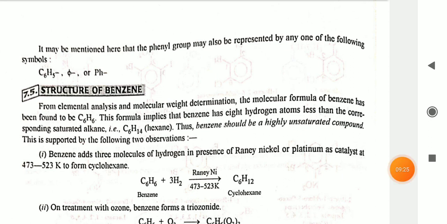Structure of benzene. From elemental analysis and molecular weight determination, the molecular formula of benzene has been found to be C6H6. This formula implies that benzene has 8 hydrogen atoms less than the corresponding saturated alkane, C6H14, hexane. Thus, benzene should be a highly unsaturated compound. This is supported by the following observations.